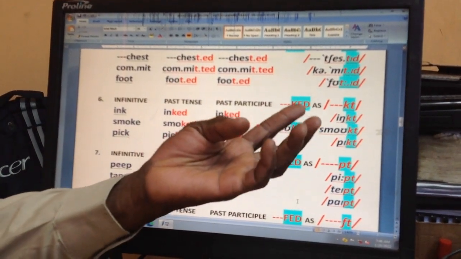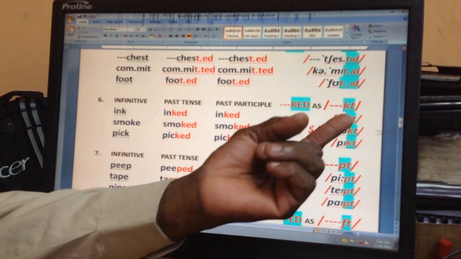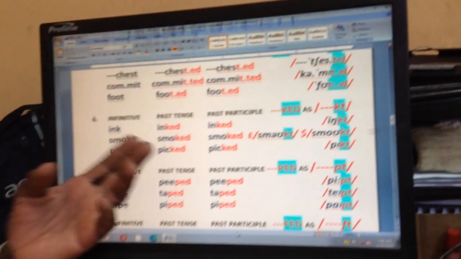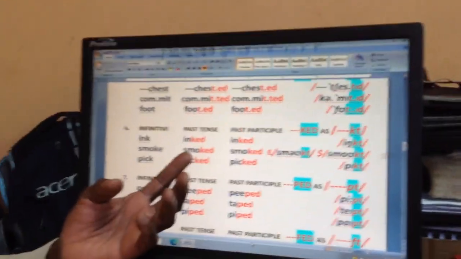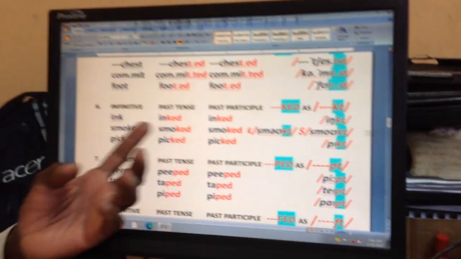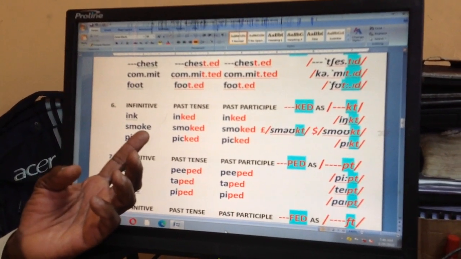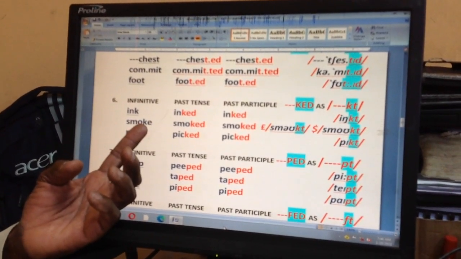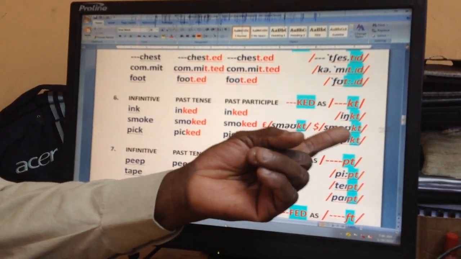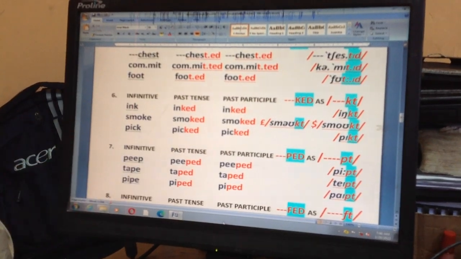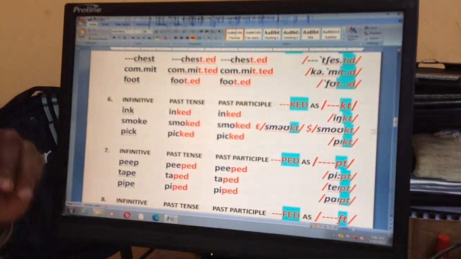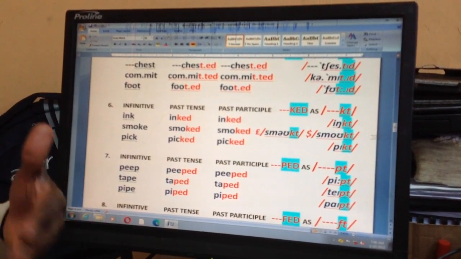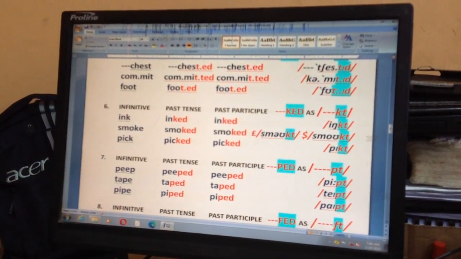We now come to number 6. There is K-E-D. It should be pronounced as kt. So, ink, inked, smoke, smoked. You see, this E is not audible. It's not pronounceable. So we stick to the final sound, which is K, and so we get smoked, picked, like that. So these are all voiceless sounds, symbols that represent the voiceless sounds in English.